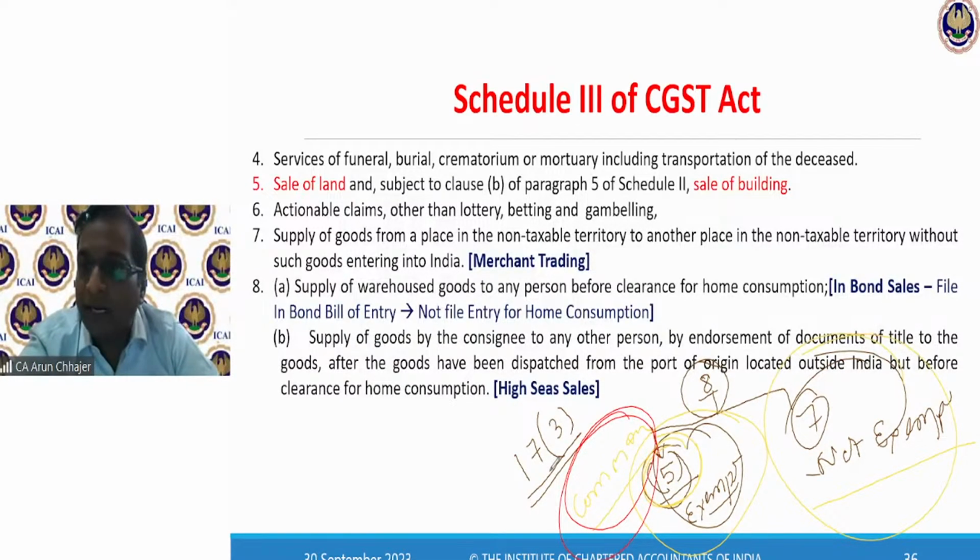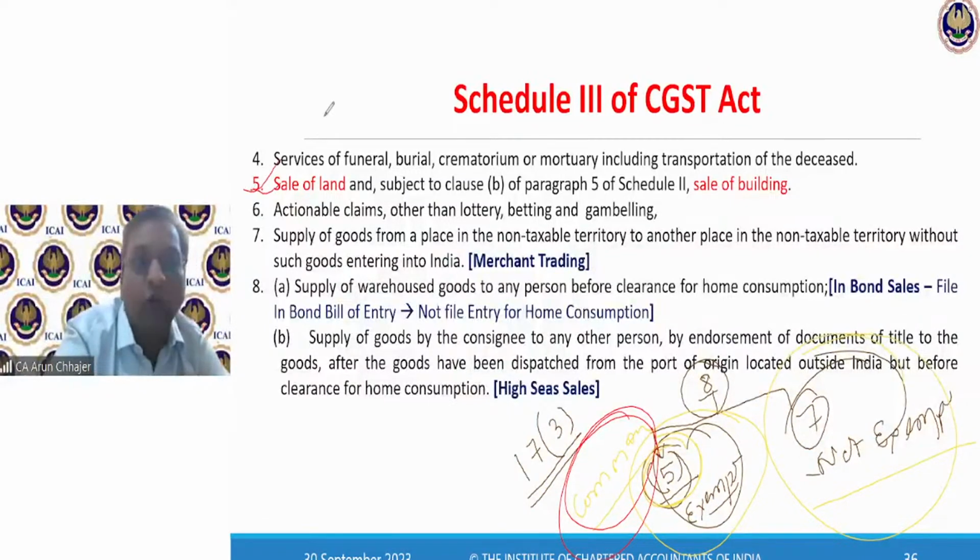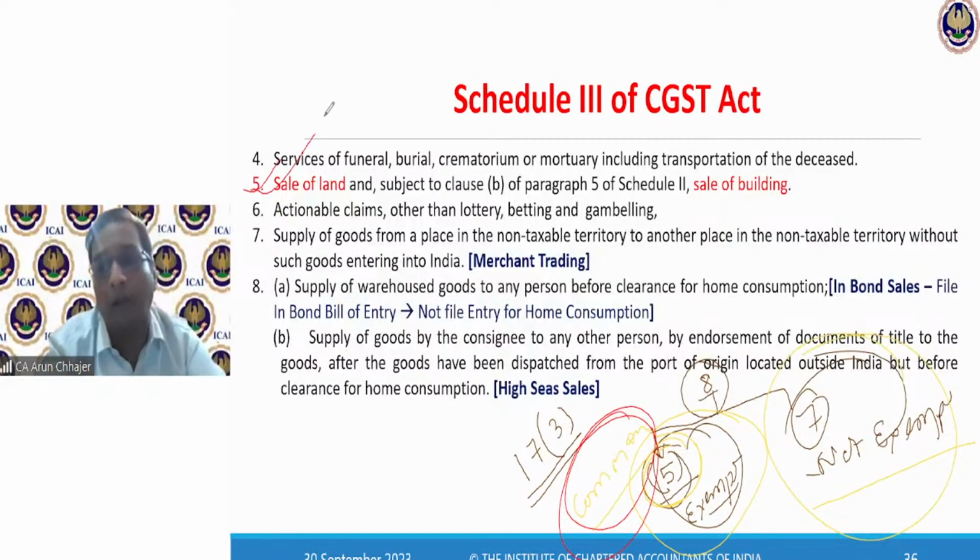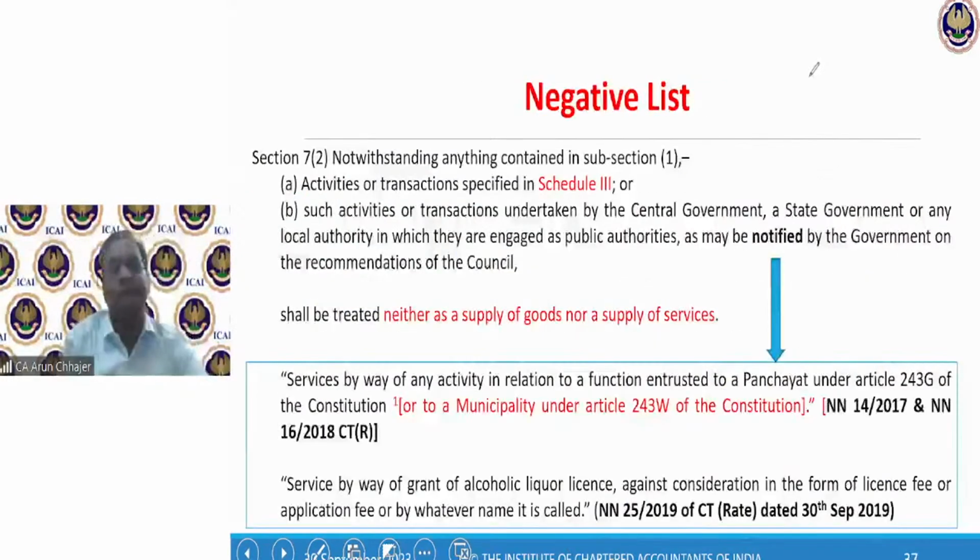If someone has the common ITC, then it requires the reversal only by virtue of the point number 5. Rest, no requirement of reversal of common ITC.